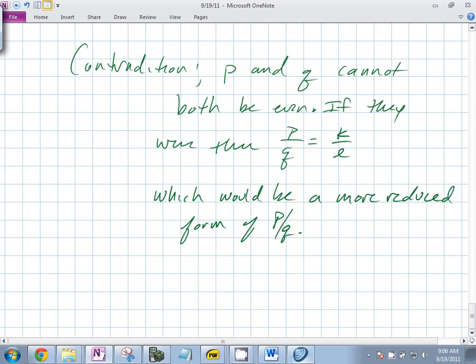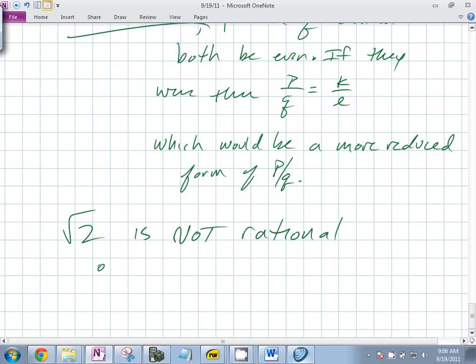So what did we contradict? So root 2 is not rational. If a number is not rational, a real number must be, therefore root 2 is irrational. Real numbers are either rational or irrational. If you prove something is not rational, it must be irrational. Is that pretty cool? Yes. I think that's pretty cool.